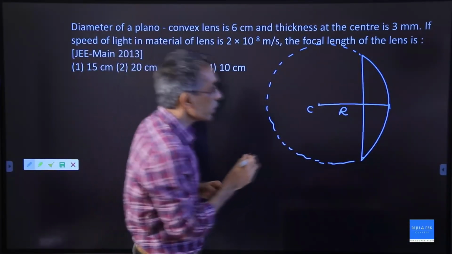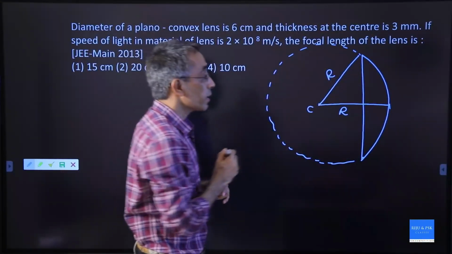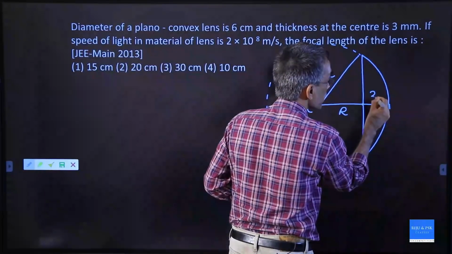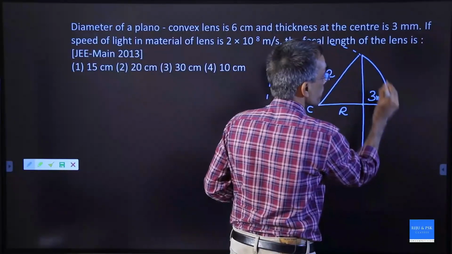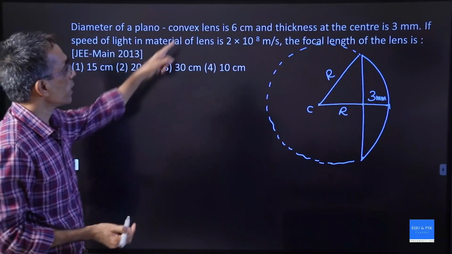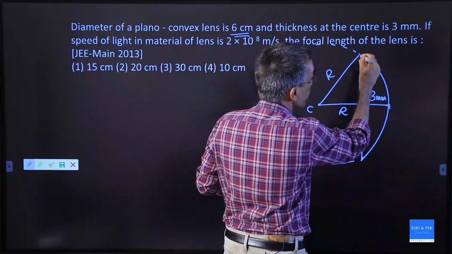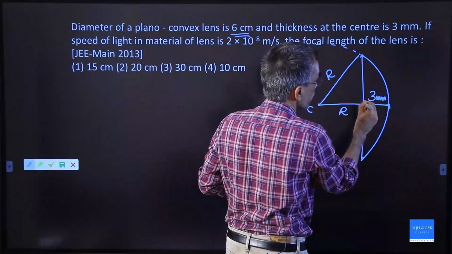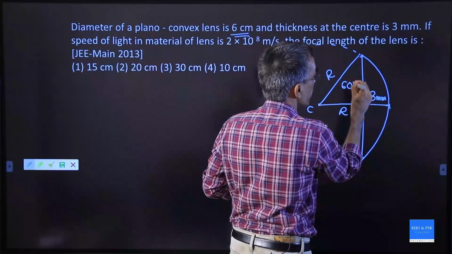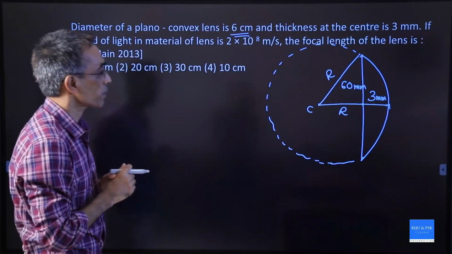You know that. Now if I draw another line here, this is also equal to the radius of curvature. This distance is called thickness, which is given as 3 millimeter. Now the aperture size is given, the diameter is given as 6 centimeter, and that is on this part. So from here to here, this will be 6 centimeter. I will write 60 millimeter to have the similar unit, 60 millimeter.